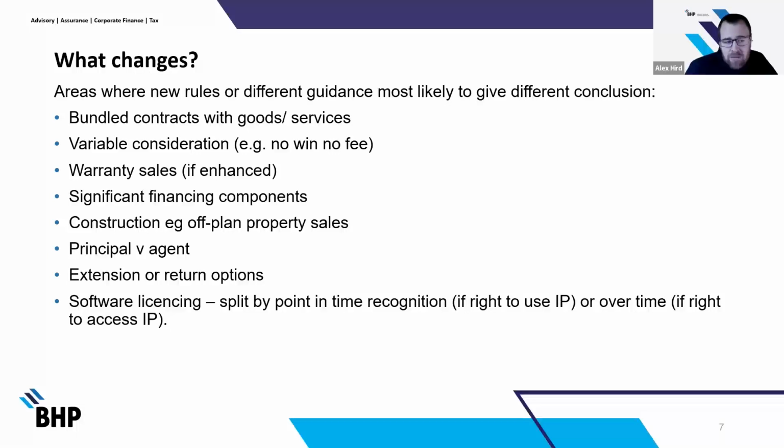Warranty sales, as Laura's just been through. Anything where you've got sort of key financing components, any unusual terms around constructions. Principal versus agent becomes a bit more prevalent, so you can have different performance obligations carrying different indicators of principal versus agent. And software licensing as well, there becomes some pretty fixed rules around this, looking at whether you have a right to use IP or a right to access IP, and the accounting for the two is very different in terms of when you recognise that revenue.